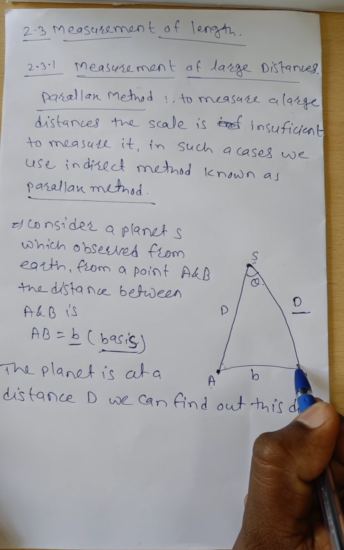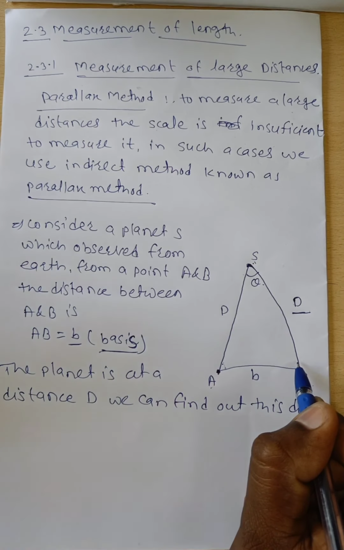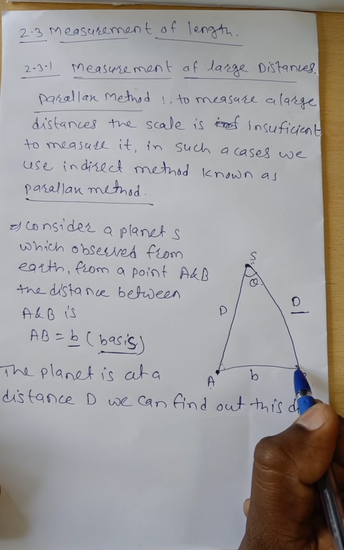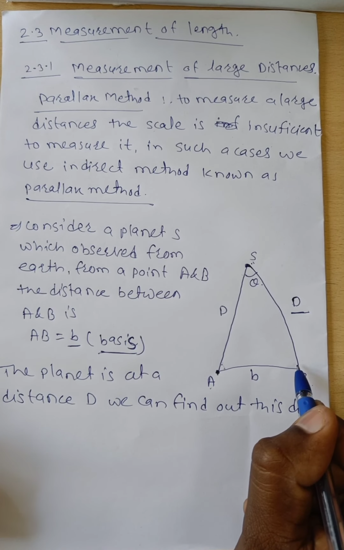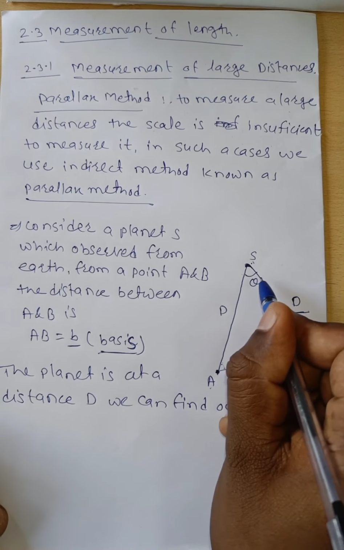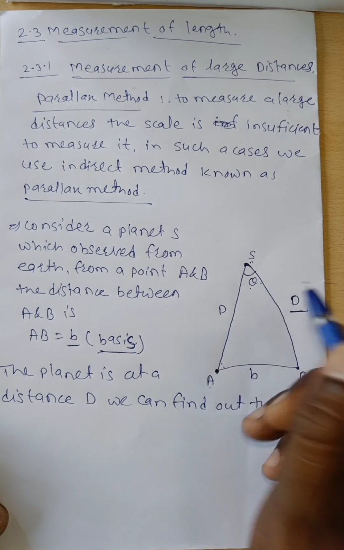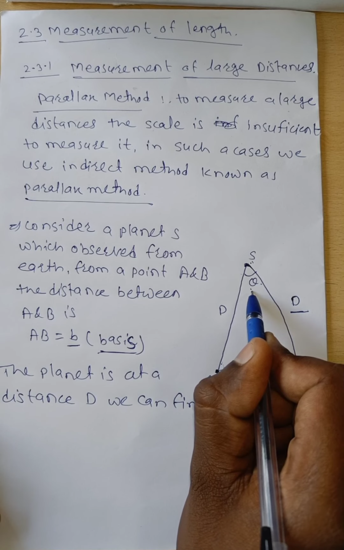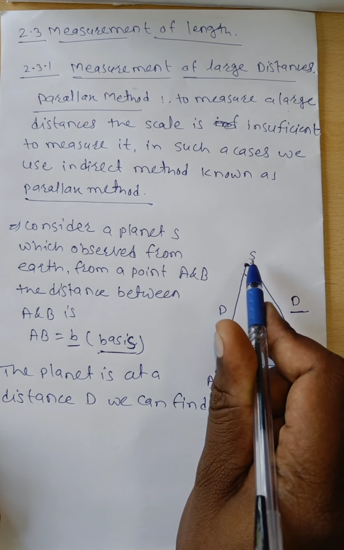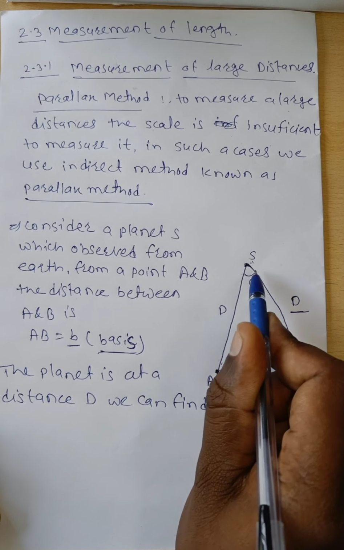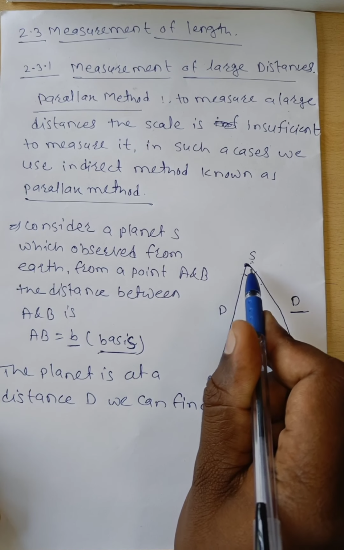70 plus 80 is 150. The total measure of the angles in a triangle is 180. Therefore 70 plus 80 is 150, then 180 minus 150 is 30. Okay, so we can easily find the angle obtained near the planet.